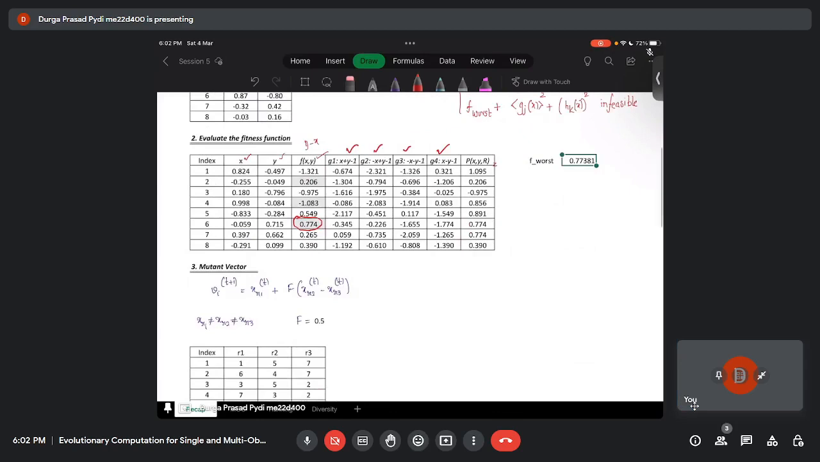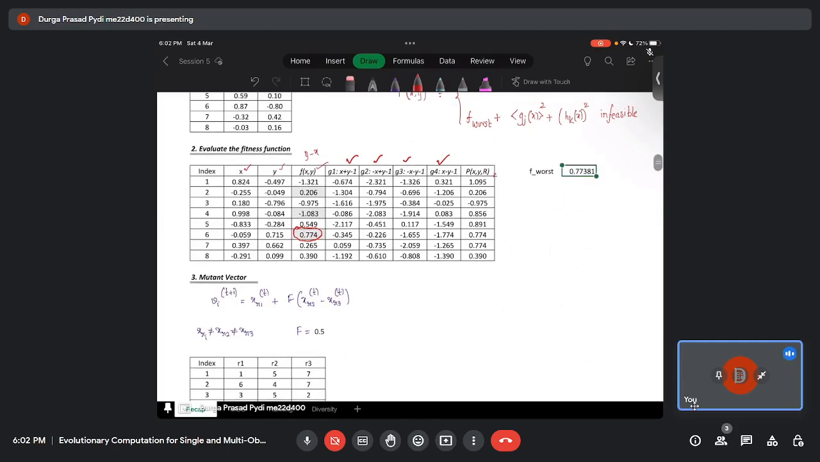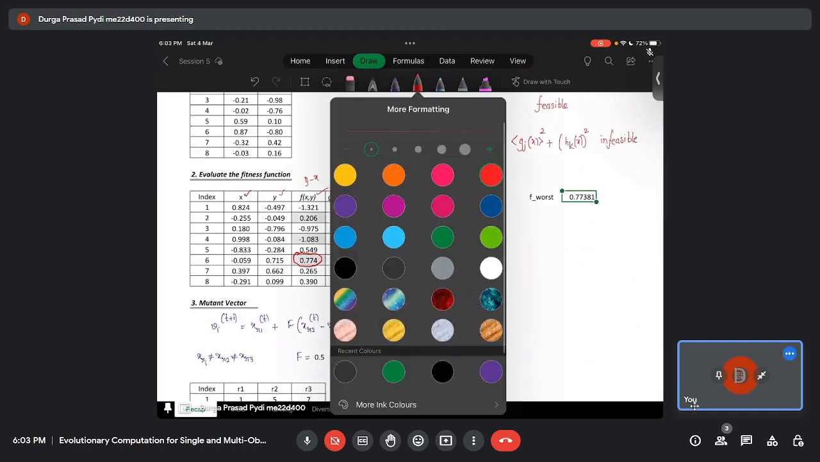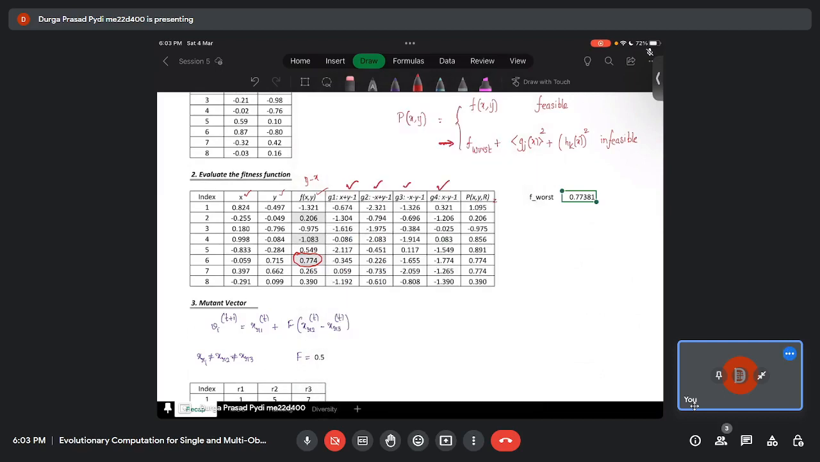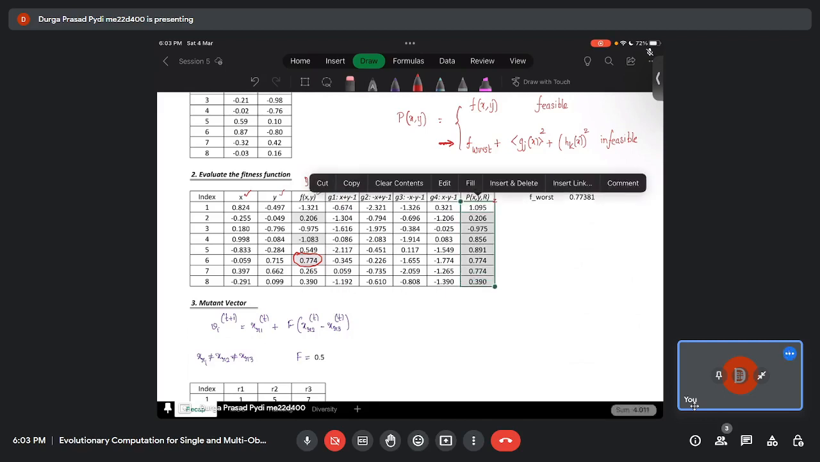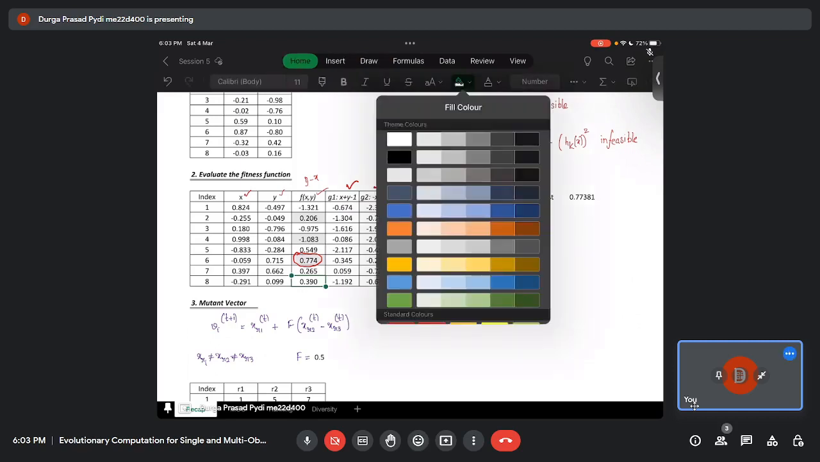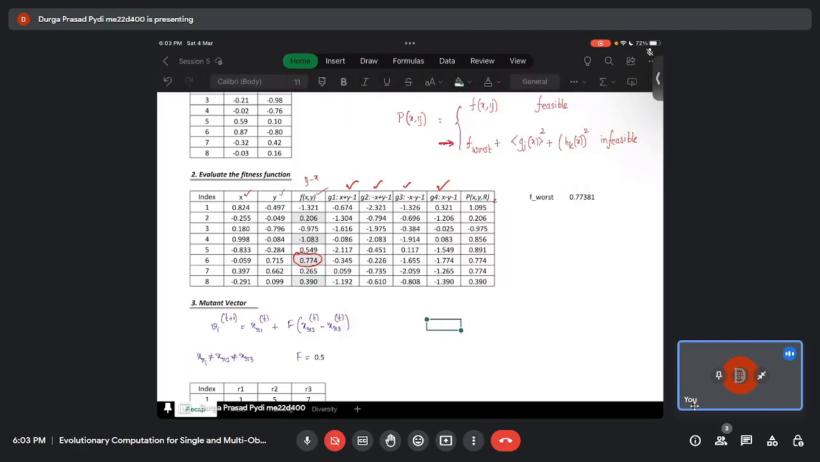We have calculated the worst possible value as 0.77381, or basically 0.774. And then we use this particular form to obtain the value of the penalty function over here. We repeat it for all these values, and then we got a set of penalty values. We also happen to have another feasible solution. This also is a feasible solution. So we have 4 feasible solutions here.